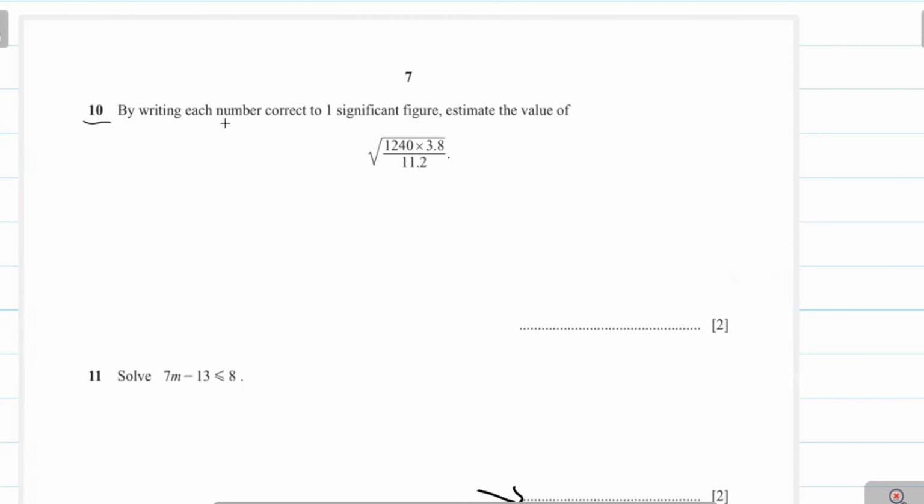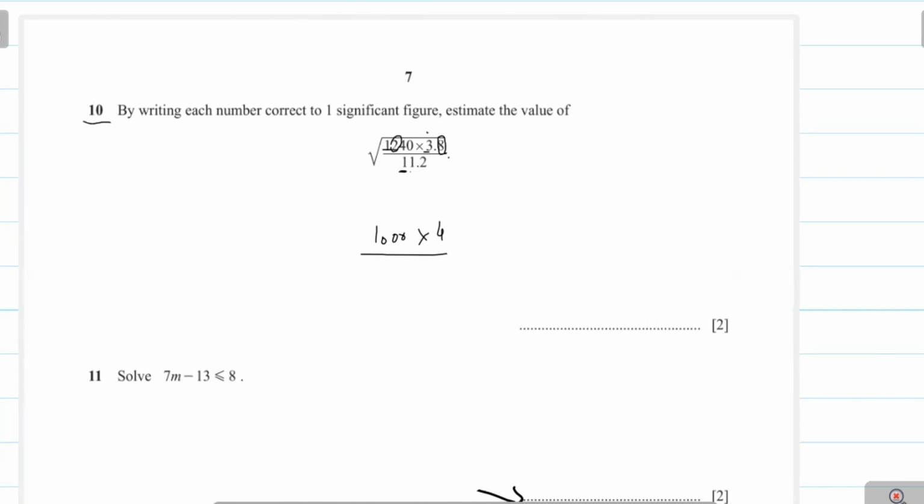Question 10, by writing each number correct to one significant figure, estimate the value. You see here 1240. The one significant figure value will be 1000 because the neighboring digit is less than 5. Therefore, we write 0 as a placeholder for all other digits. Now, next is 3.8. You see here the neighboring digit is more than 5. Therefore, this number becomes 4.